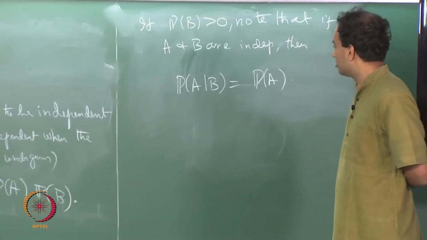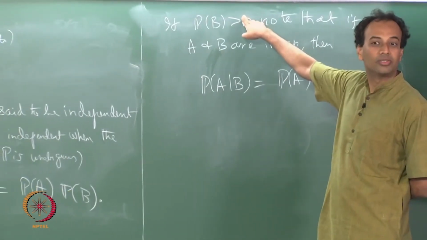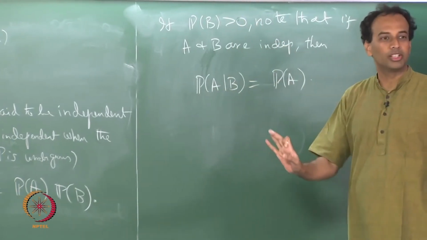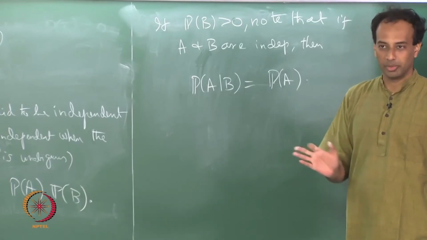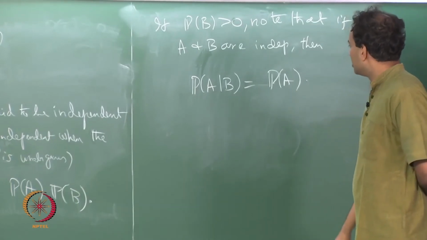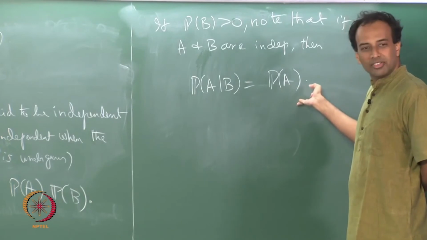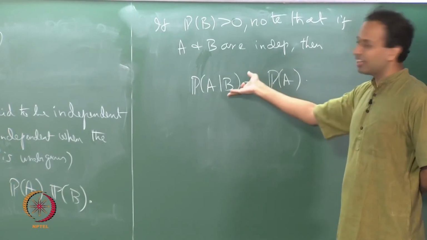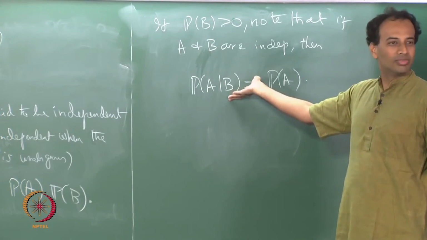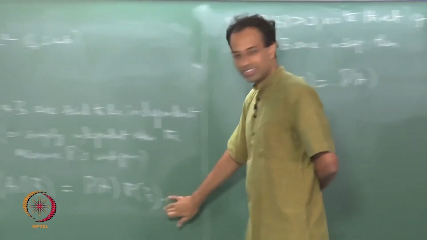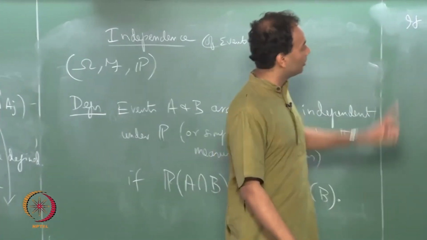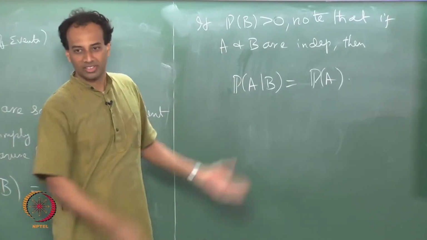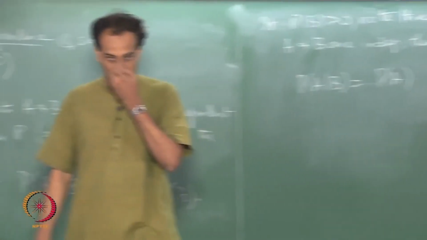Okay. If probability of B is bigger than 0, then probability of A given B is simply equal to probability of A if A and B are independent. So, why can't we take this as the definition of independence? Because this is not even defined if probability of B is 0, right. If probability of B is greater than 0, then this is true, but this is a consequence of the definition. This is not the definition.